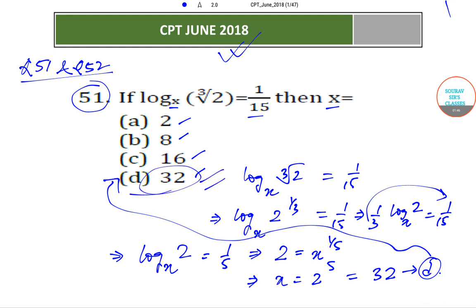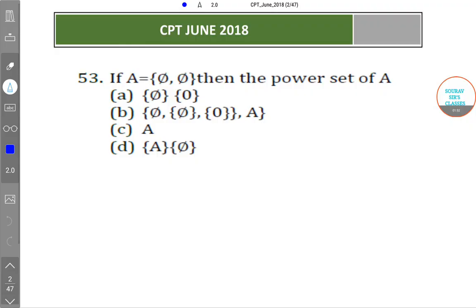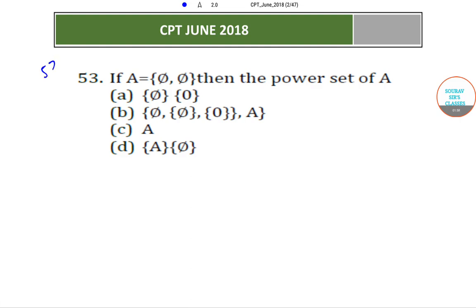Now let us move on to the next question. Next question, we are not solving question 52, we will be solving question 53. In question 53 it has been said that if A is the set {phi, phi}, then the power set of A is, and these are the options that have been given.